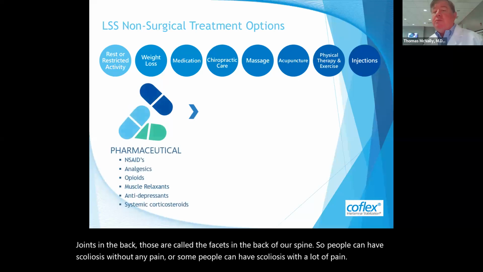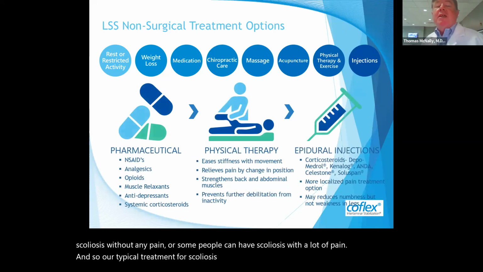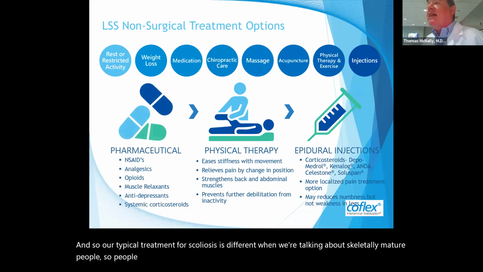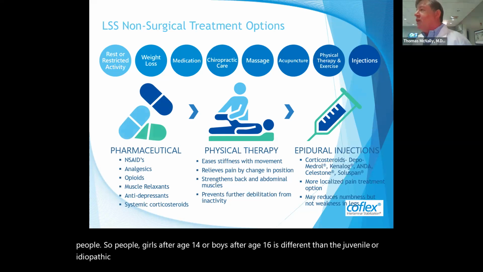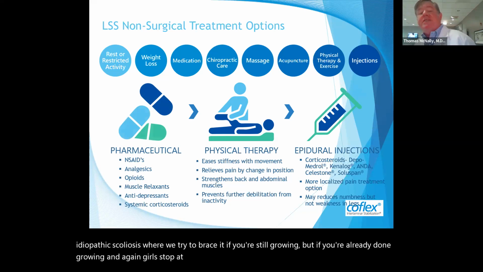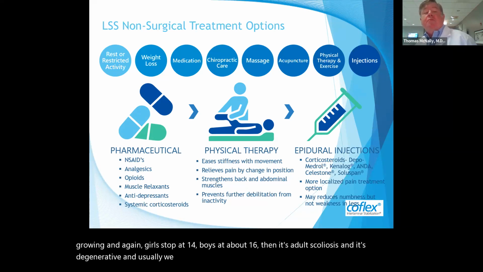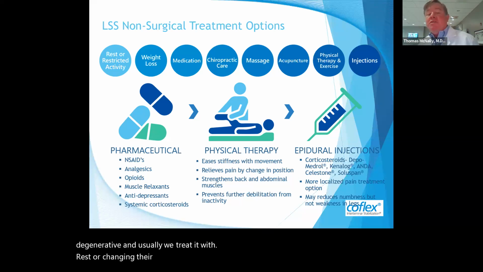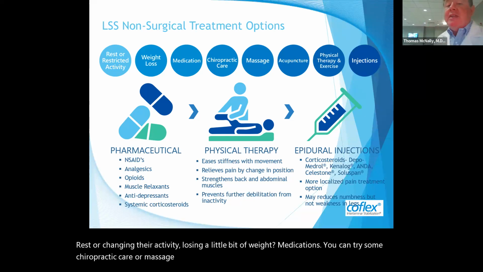Our typical treatment for scoliosis is different when we're talking about skeletally mature people: girls after age 14 or boys after age 16. That's different from juvenile or idiopathic scoliosis, where we try to brace it if you're still growing. But if you're already done growing, and again, girls stop at 14, boys at about 16, then it's adult scoliosis and it's degenerative. And usually we treat it with rest or changing their activity, losing a little bit of weight, medications. You can try some chiropractic care or massage or even acupuncture, physical therapy or injections.